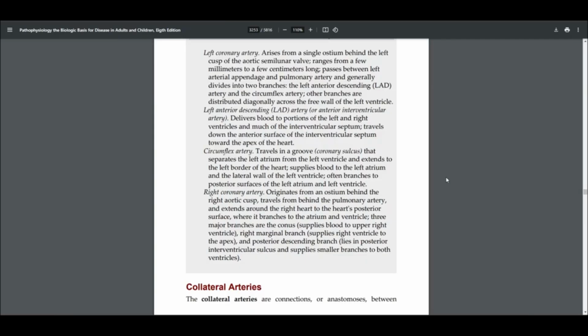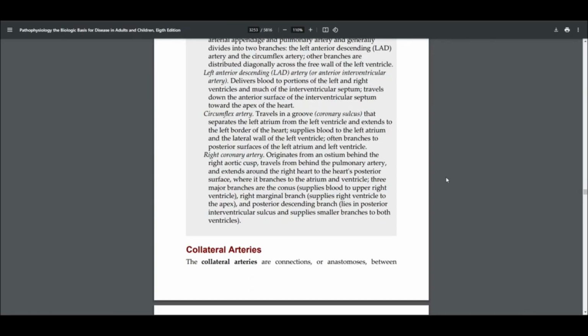And then finally, the right coronary artery originates from an ostium behind the right aortic cusp. It travels from behind the pulmonary artery and extends around the right heart to the heart's posterior surface, where it branches to the atrium and ventricle. Three major branches are the conus, which supplies blood to the upper right ventricle; the right marginal branch, which supplies the right ventricle to the apex; and the posterior descending branch, which lies in the posterior interventricular sulcus and supplies smaller branches to both ventricles.